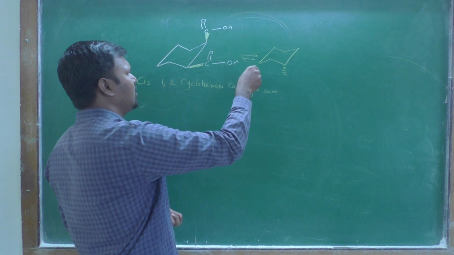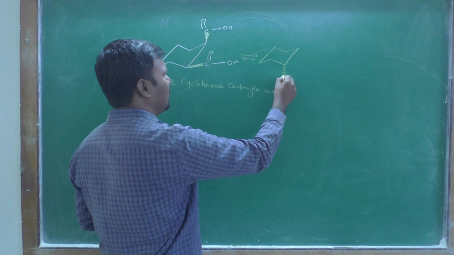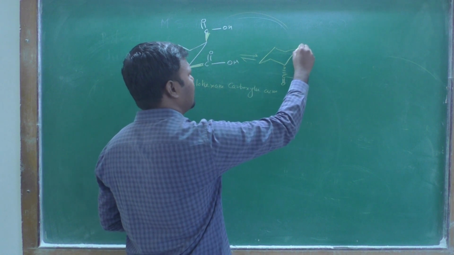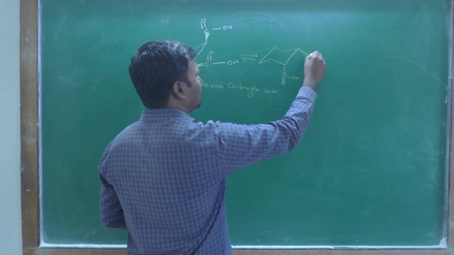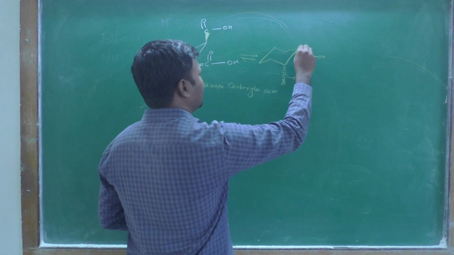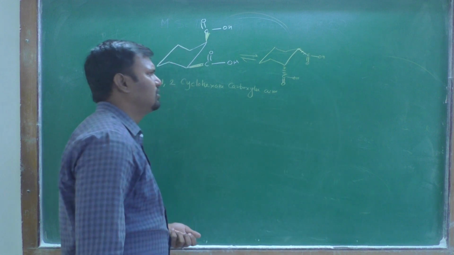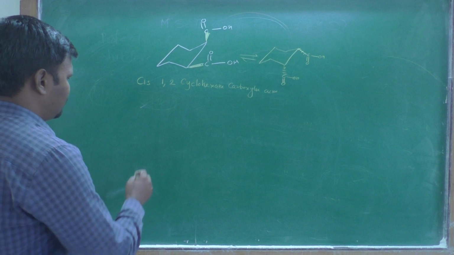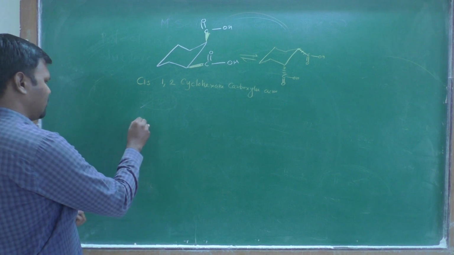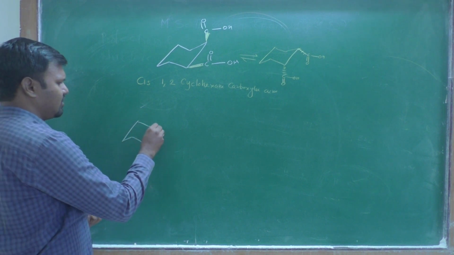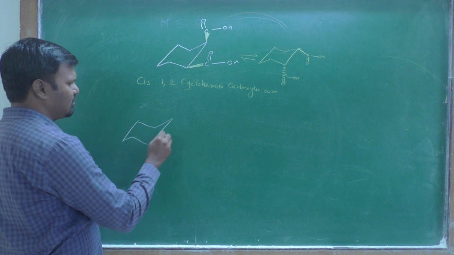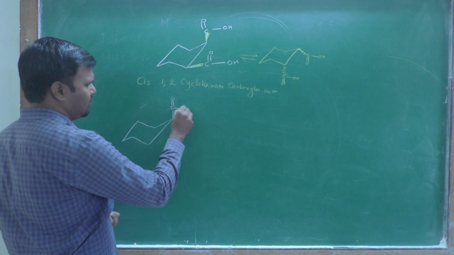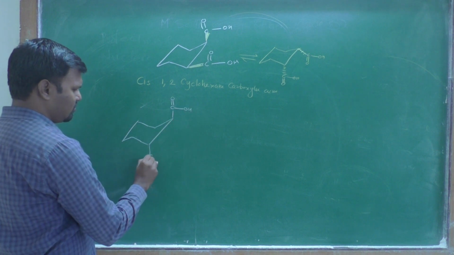After ring flipping, the equatorial becomes axial and axial becomes equatorial. This is the cis isomer, both COOH groups on the same side. The second is the trans isomer, and we can discuss the trans isomer. The trans isomer also has two conformers. COOH is here and COOH is there.